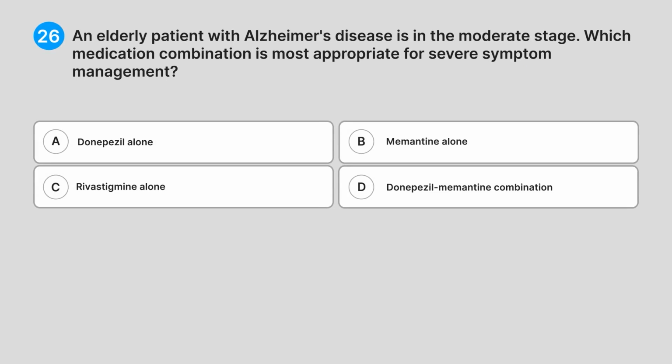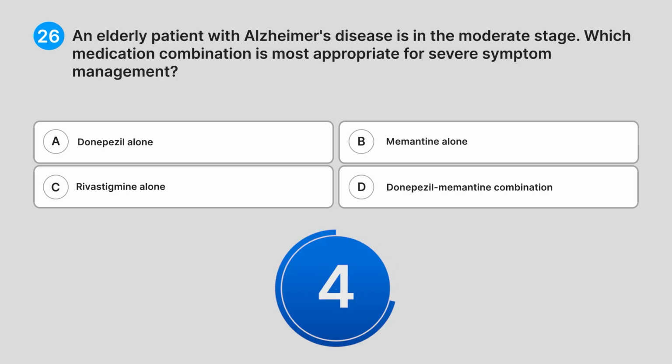26. An elderly patient with Alzheimer's disease is in the moderate stage. Which medication combination is most appropriate for severe symptom management? A. Donepezil alone. B. Memantine alone. C. Rivastigmine alone. D. Donepezil-memantine combination. Do you know the answer?